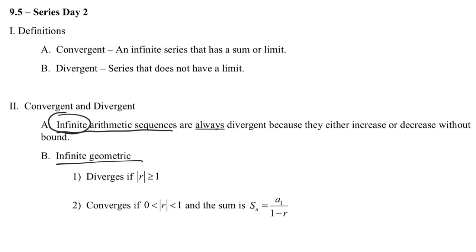If the series is infinite geometric, it depends on what the ratio is. If the series has a ratio that is greater than or equal to 1, then the series diverges. Otherwise, if the ratio is smaller than 1, then the series converges, and more specifically, we can say that it converges to the number that's given by a sub 1, which is the first term, divided by 1 minus r.